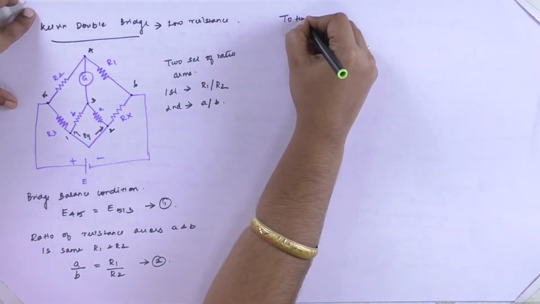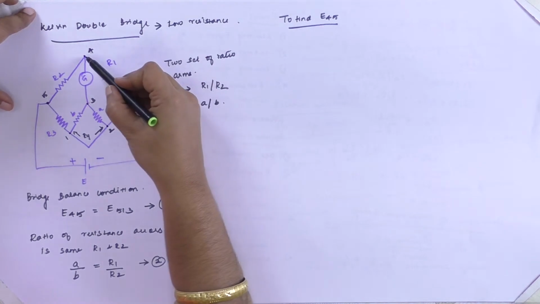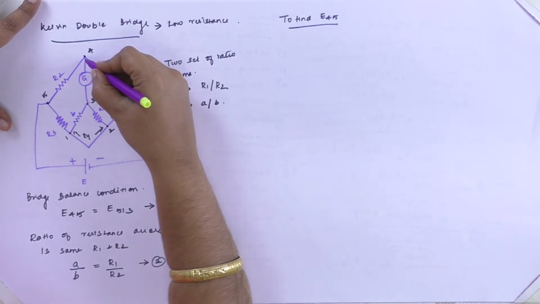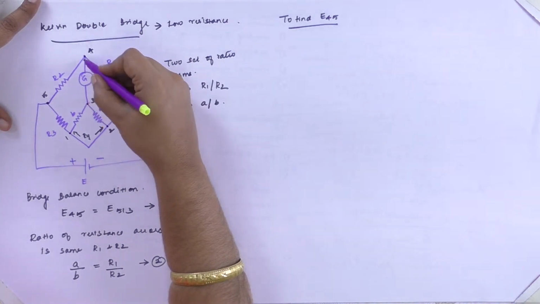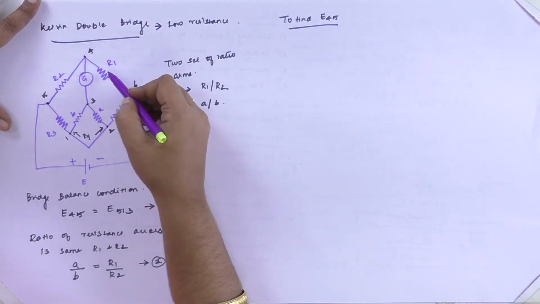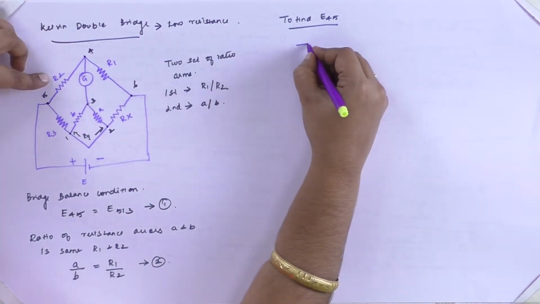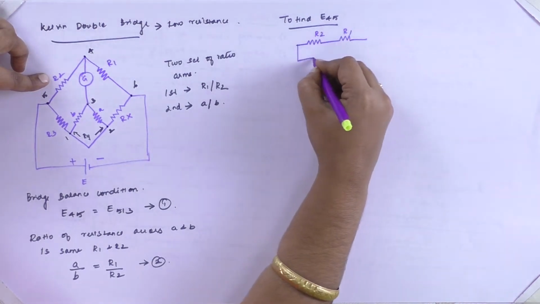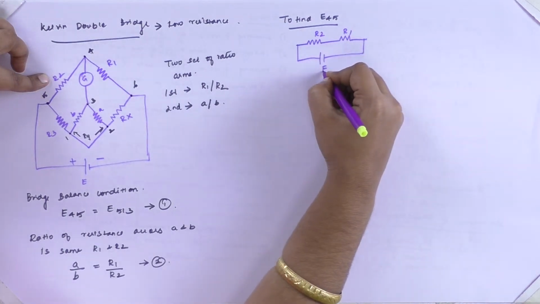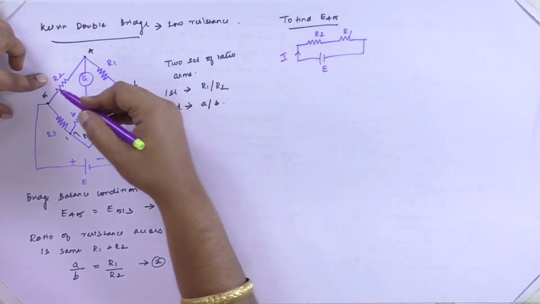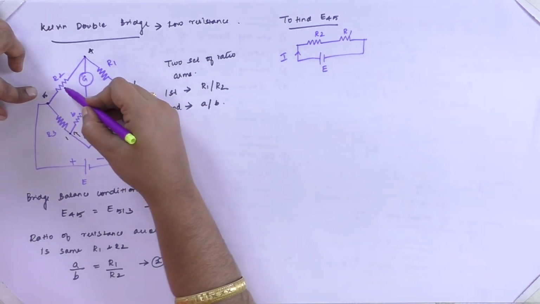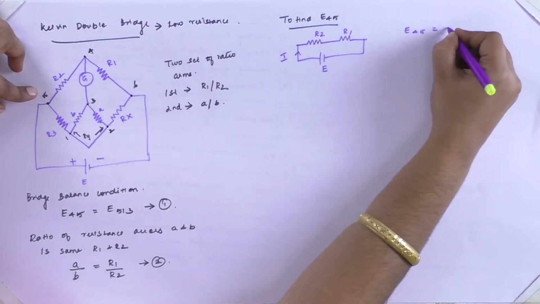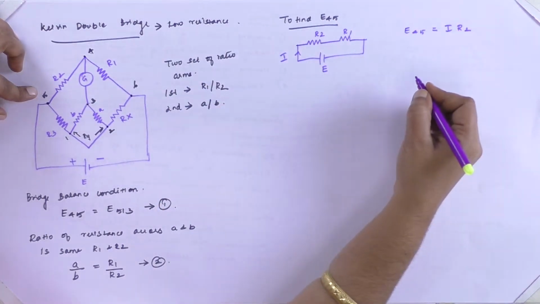First, to find E45, that is the potential difference between the points 4 and 5. When the galvanometer shows null deflection, that is, the current through the galvanometer is 0, the resistances R1 and R2 will be in series. I am redrawing this circuit to find E45. R1 and R2 are in series, connected across the supply E. The current is taken as I. E45, which is the drop across the resistance R2, will be equal to the current through this resistor, I, times R2.